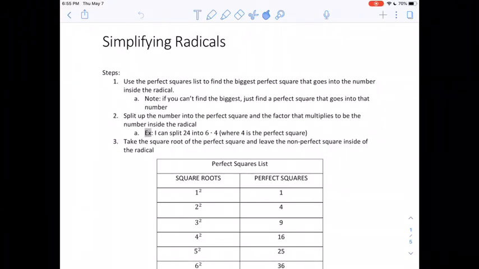Okay, so our next unit is dealing with radicals. Radicals are square roots, cubed roots, fifth roots, seventh roots, as high as you could go. What we're only going to deal with is square roots, and we're going to learn how to simplify those.